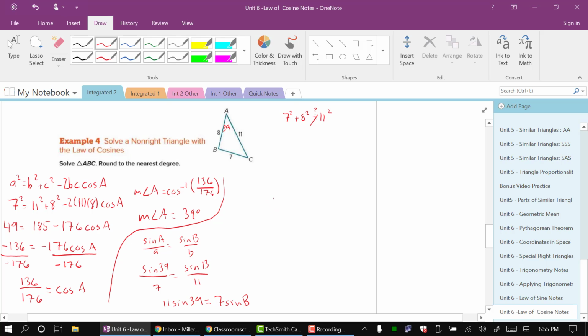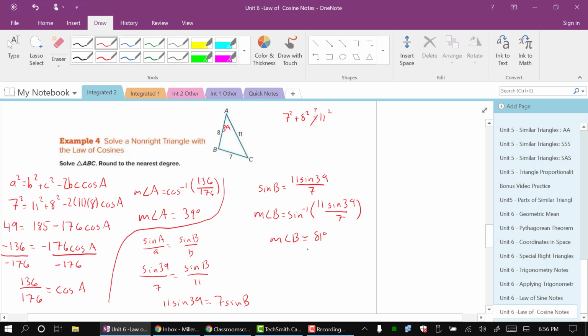Now divide both sides by 7. So this gives me sine B equals 11 sine 39 over 7. And again, I want to solve for the angle, so I'm going to have to take the inverse. So the measure of angle B equals sine inverse of 11 sine 39 over 7. So the measure of angle B equals 81.